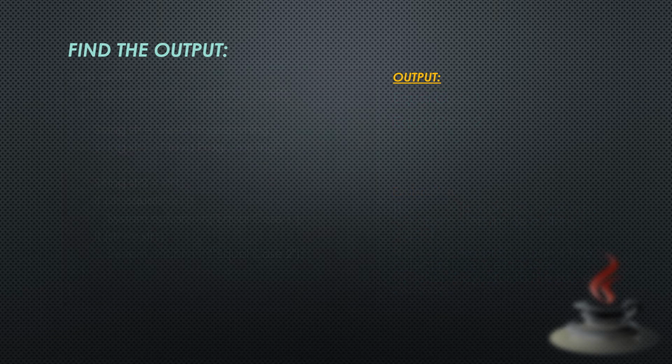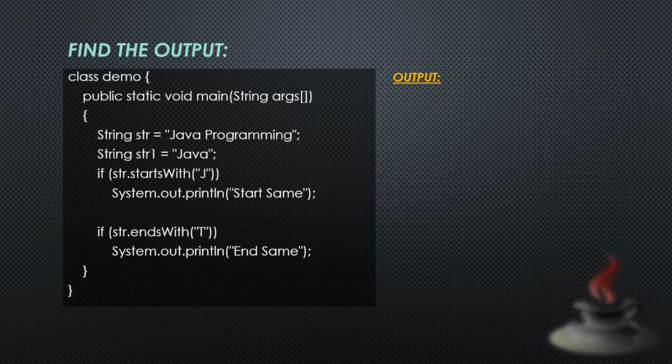Let's go to my next question. Class Demo, public static void main(String[] args). In your string there is "Java Programming", and in str1 it is "Java". Here I am using the startsWith method of your string functions. So if str.startsWith("J"), the working of startsWith is that it checks whether the string starts with the specified character or specified string or not. Then System.out.println("start same").